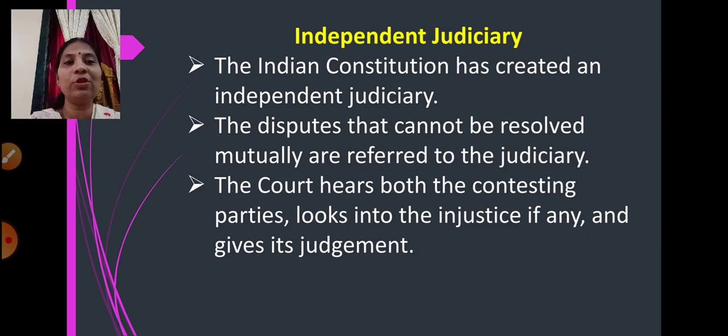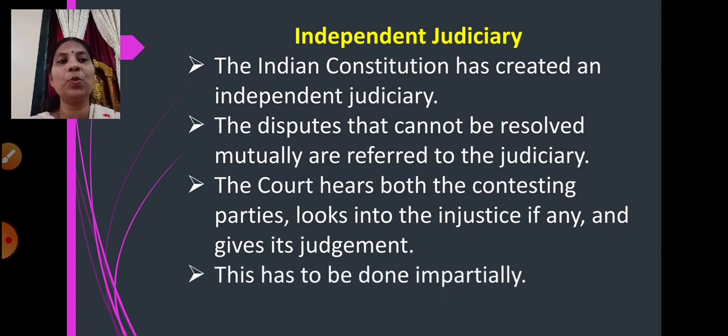Over there also a lot of discussion happens, and the judge or the court looks into the injustice. If any kind of injustice is there, they will look into it and see to it that the judgment is given, and this judgment is to be given impartially. There should not be any partiality. The court cannot take the side of any one person. So it should be seen that proper justice is given in the court.